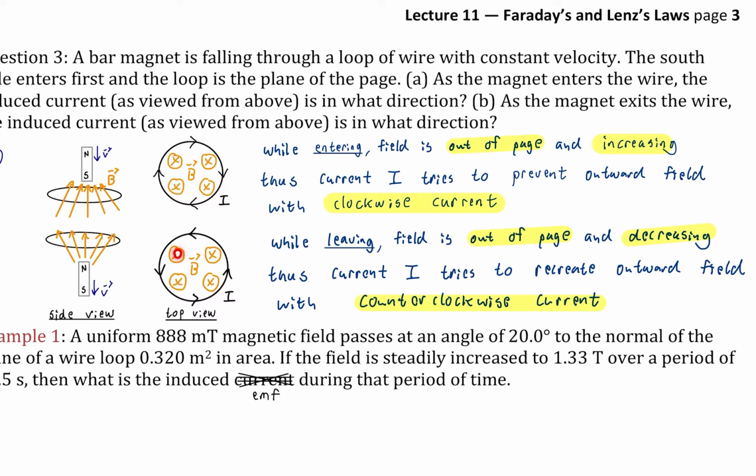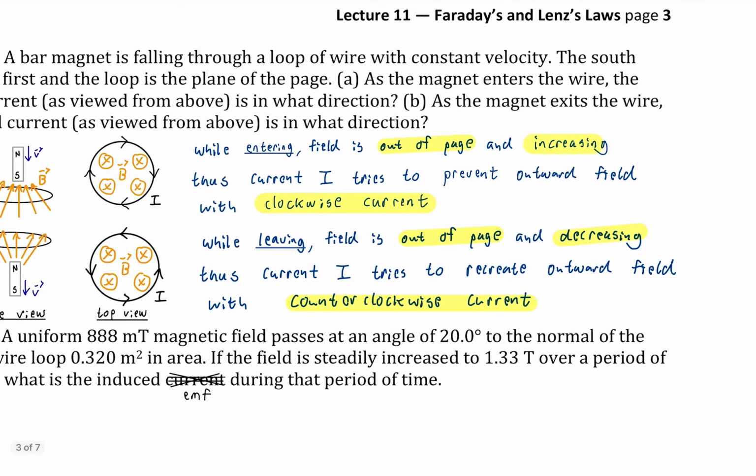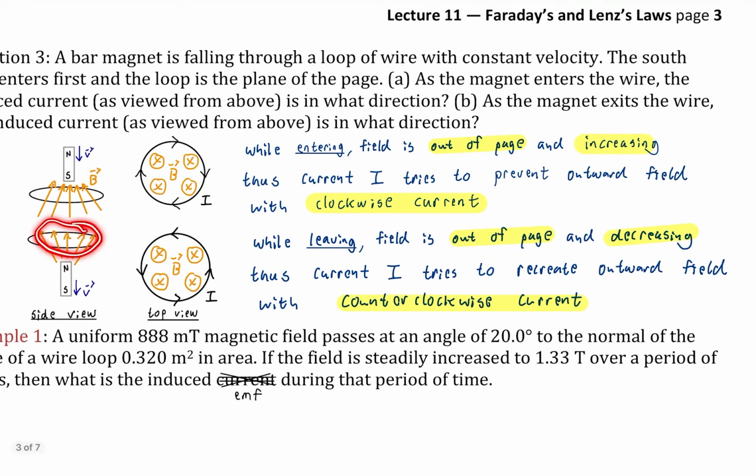Again, these should be dots, not x's, because they represent vectors that are pointing out of the page. So you're looking at the tip of the vector, not the tail. But while leaving, the field is out of the page and decreasing. Thus, the current I tries to recreate the outward field, and we get a counterclockwise direction. Curl your fingers that way, and your thumb points out of the page, because indeed it's trying to recreate this field that is being lost as the bar magnet falls lower and lower and moves further and further away.